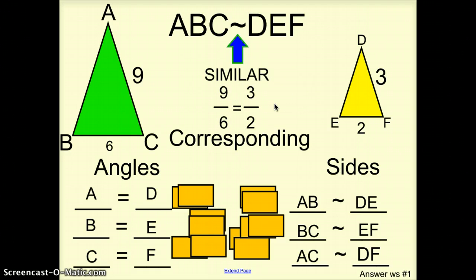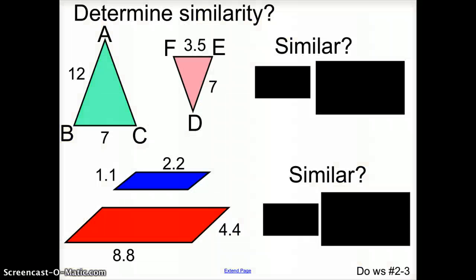9 over 6 equals 3 over 2. So the two sides on triangle ABC are in proportion to the two sides in triangle DEF. So notice if you wanted to cross multiply, 9 times 2 is 18, 6 times 3 is 18, so they are similar. On your worksheet, if you answer number 1, that will give you the corresponding sides and the corresponding angles for the triangle that is mentioned. Do that now.